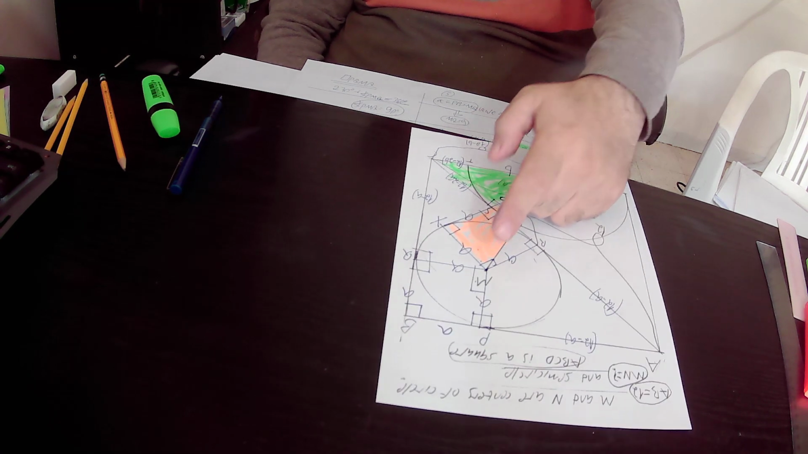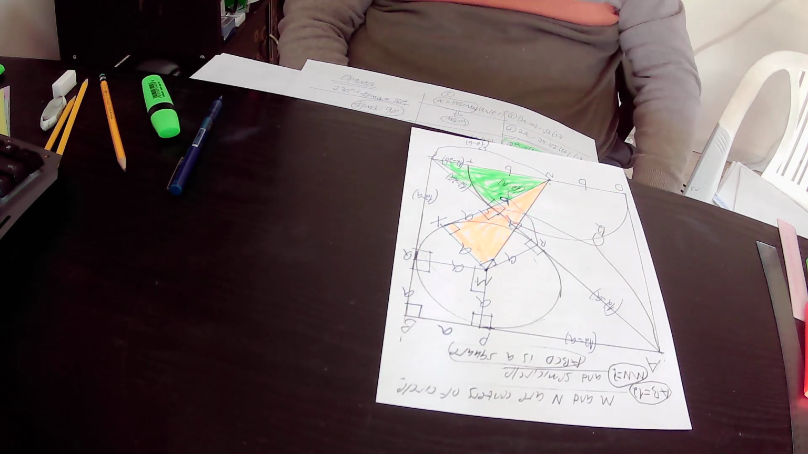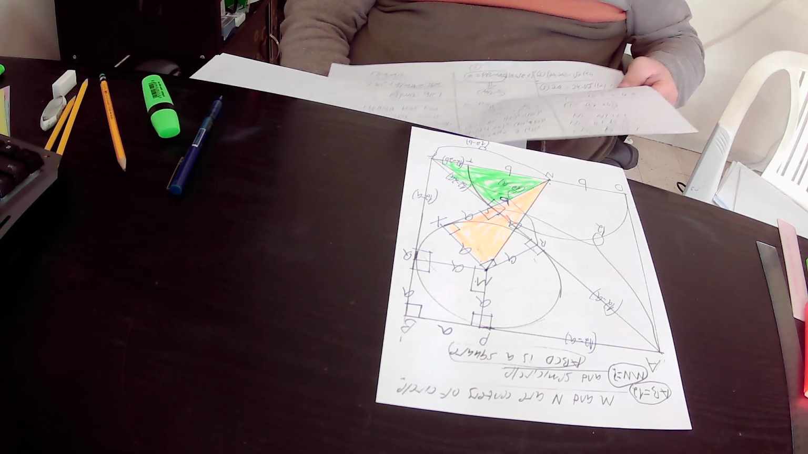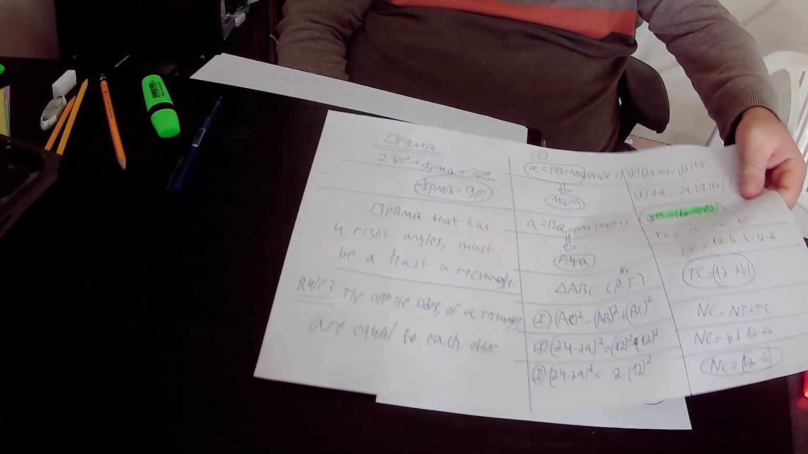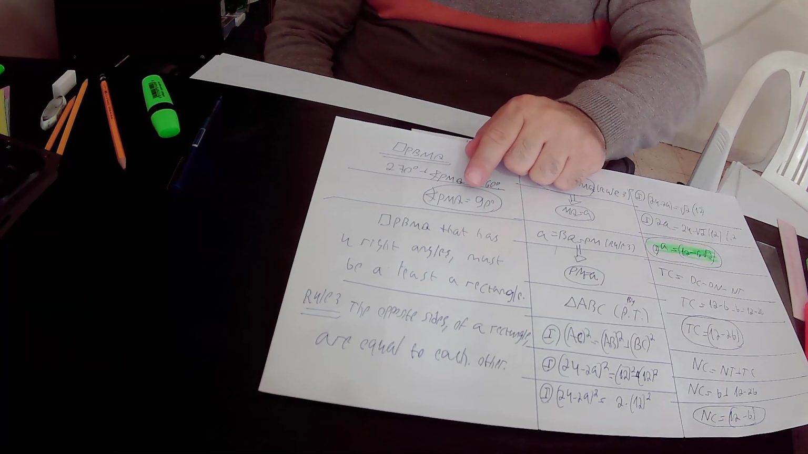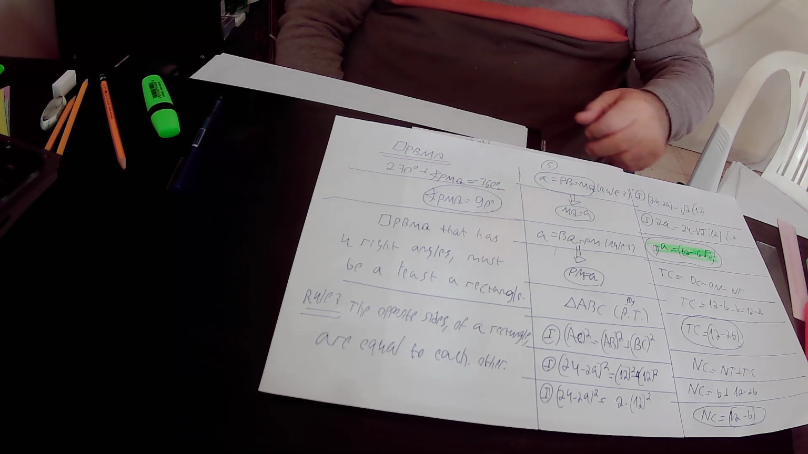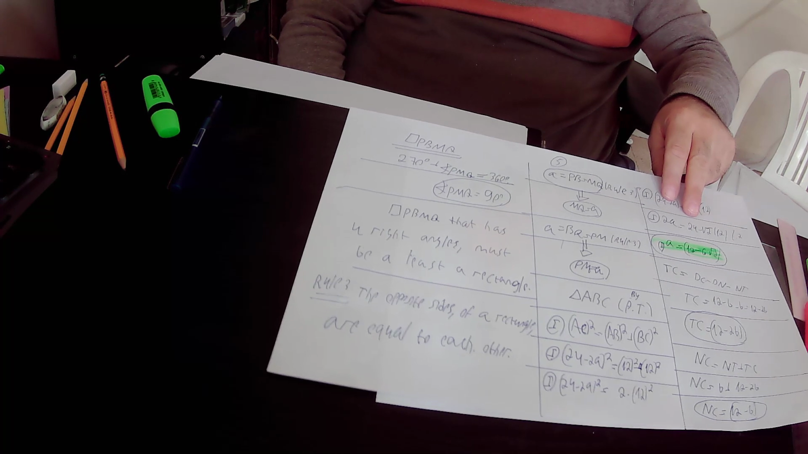Therefore, in quadrilateral PBMQ we have 4 right angles, and any quadrilateral that has 4 right angles must be at least a rectangle, if not a square. So we can write down that quadrilateral PBMQ that has 4 right angles must be at least a rectangle, if not a square. Then I presented to you rule number 3.